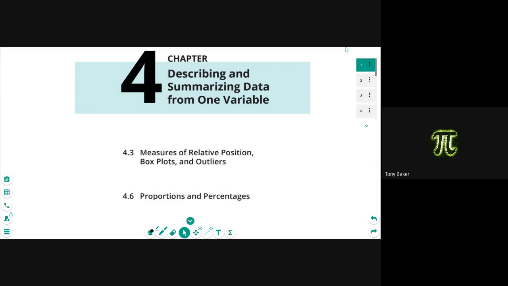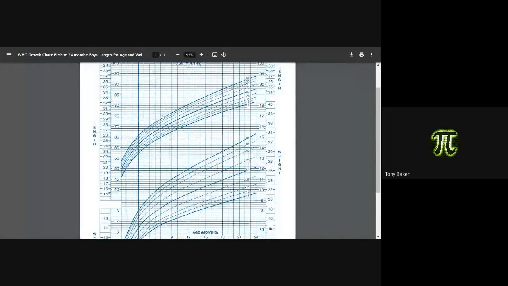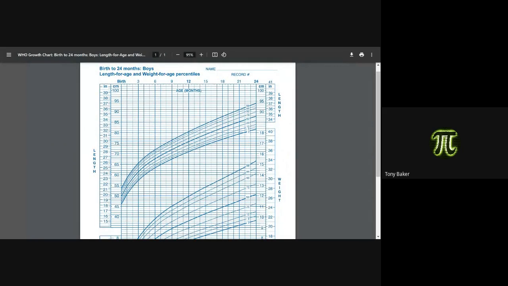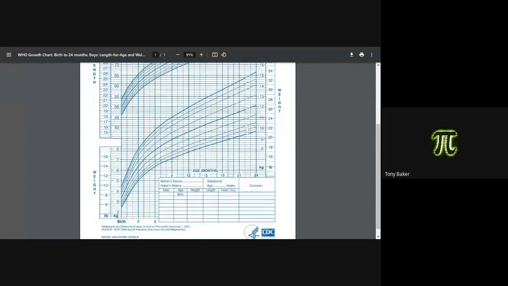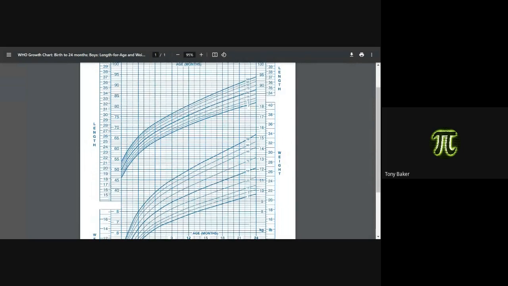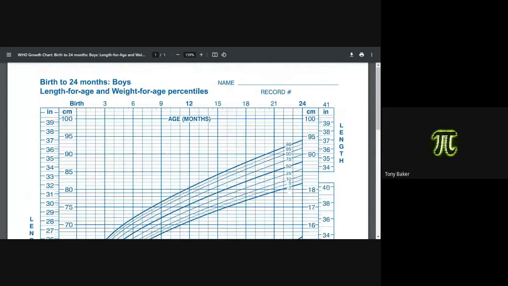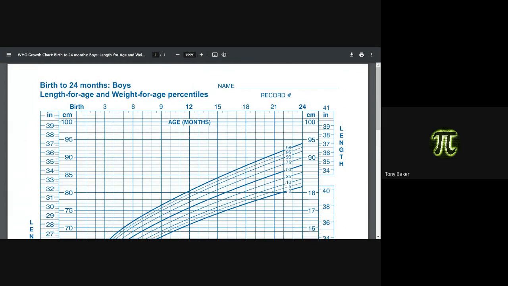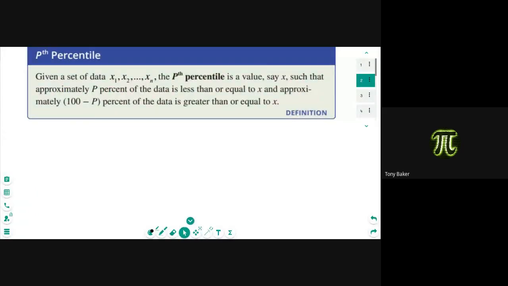If at some point you went to a doctor's office, you probably saw a chart like this. If you have a little kid, you're definitely going to see a chart like this. If you're a nursing student, you're going to see a chart like this. This is the length for age and weight for age of birth to 24 months for boys. They have one similar for girls as well. So what that graph has on it is what's known as percentiles.